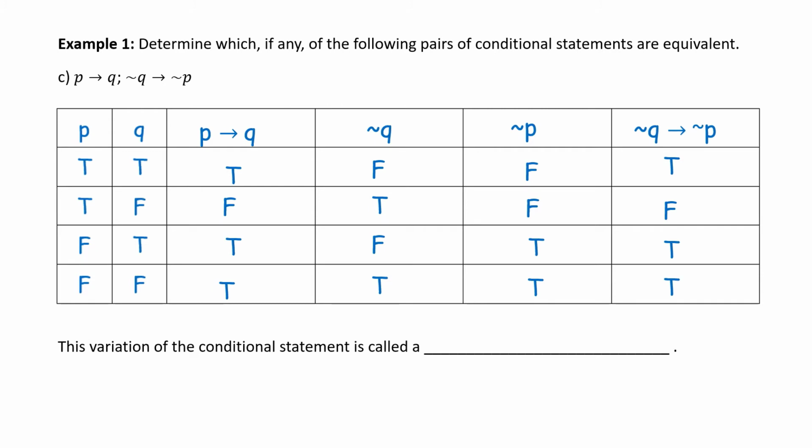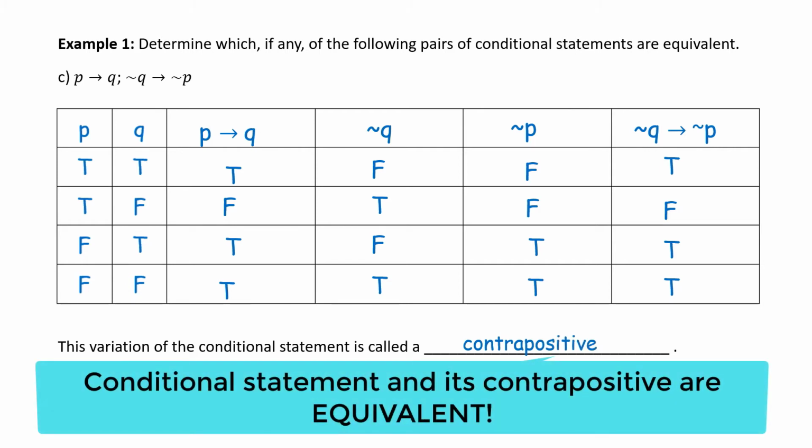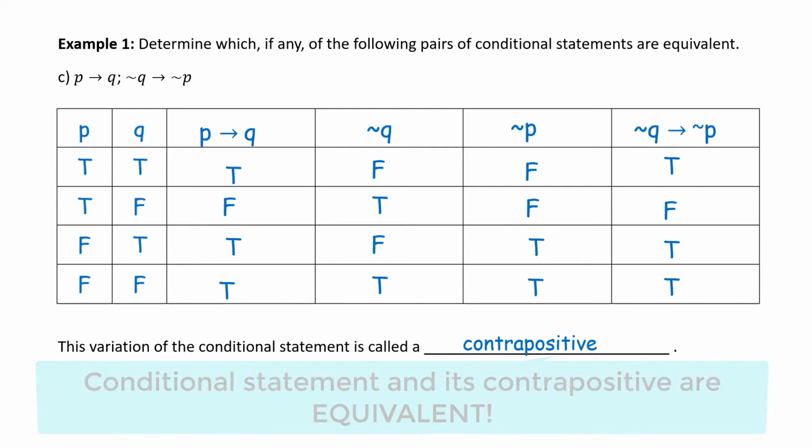Observe: P implies Q and not Q implies not P, those columns of truth values are the same. This variation of the conditional statement is called a contrapositive. Observe: a conditional statement and its contrapositive are logically equivalent.